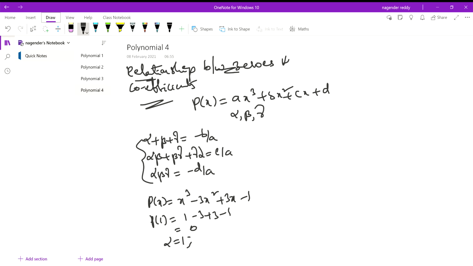That means alpha equal to 1 means the x value is 1. That is, x minus 1 is a factor of this polynomial. So I'm using synthetic division to go fast in this concept, because we are not going to discuss that, we are just discussing this relation between zeros and coefficients. That's why I'm doing the synthetic division in an easy manner.